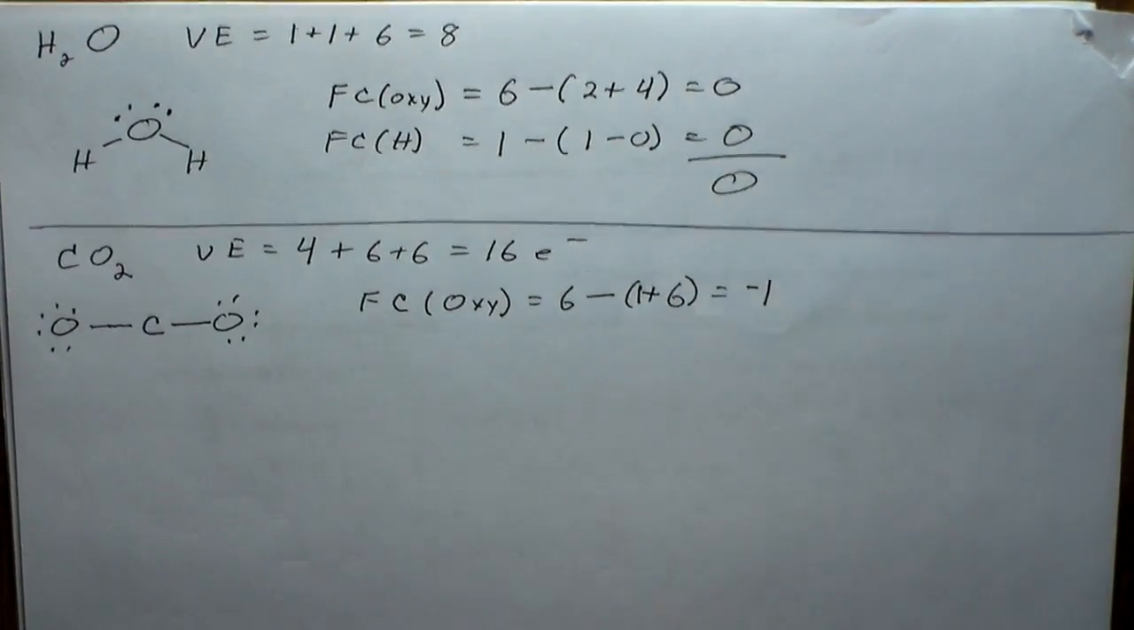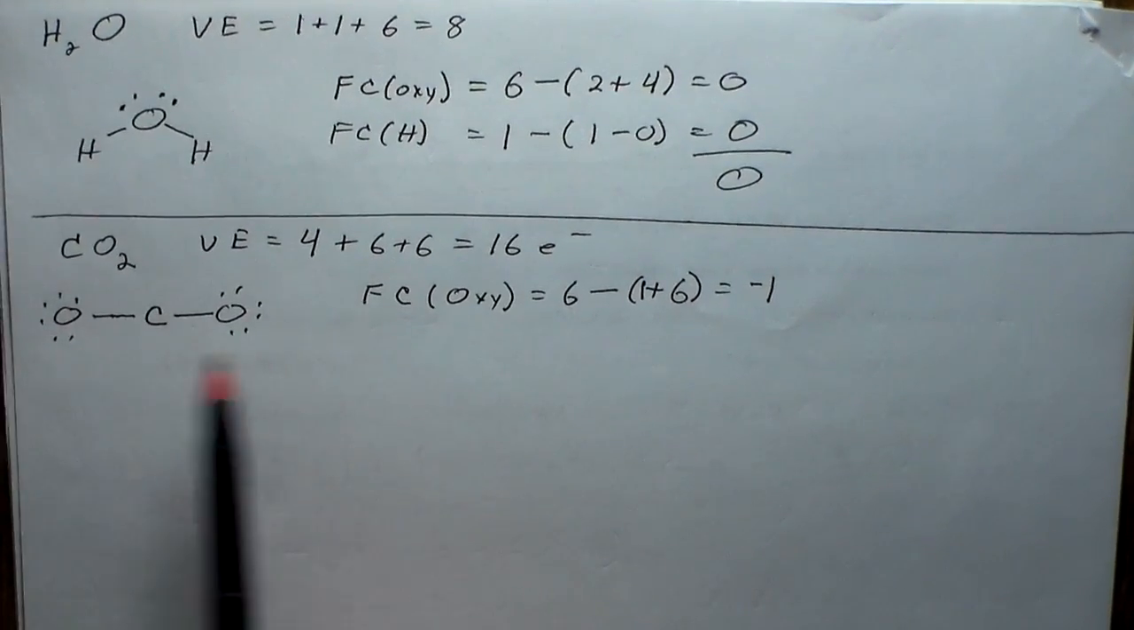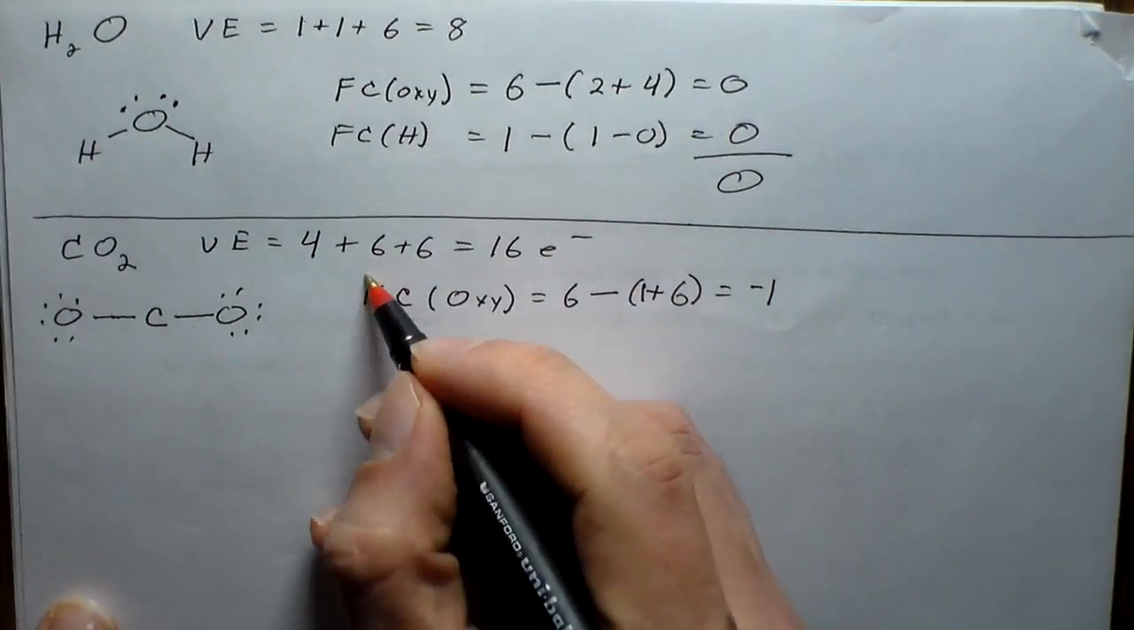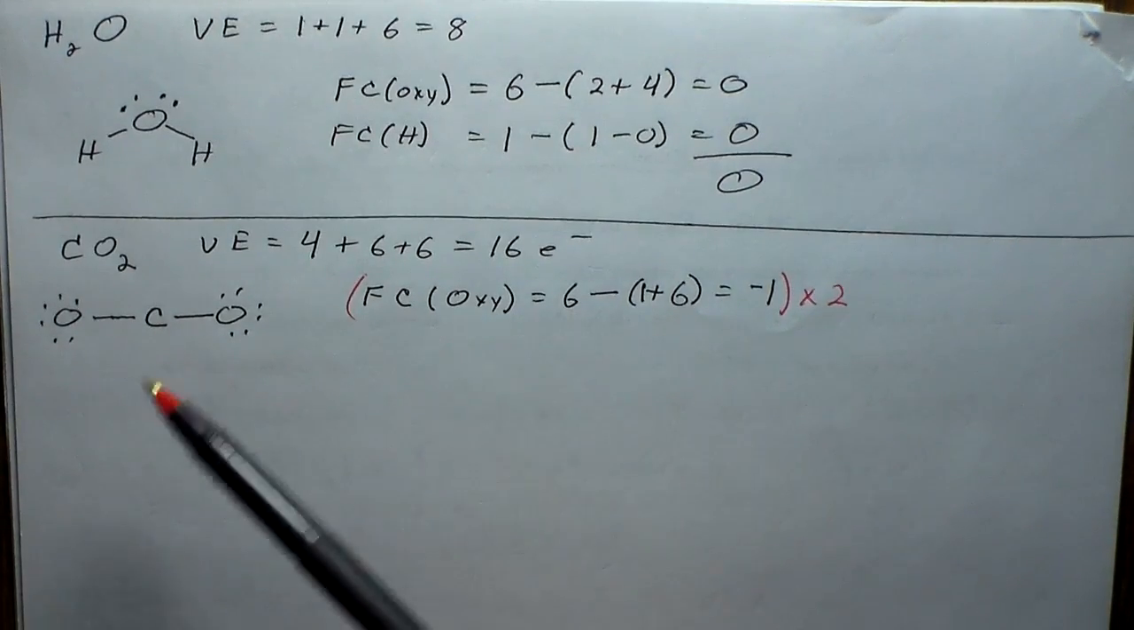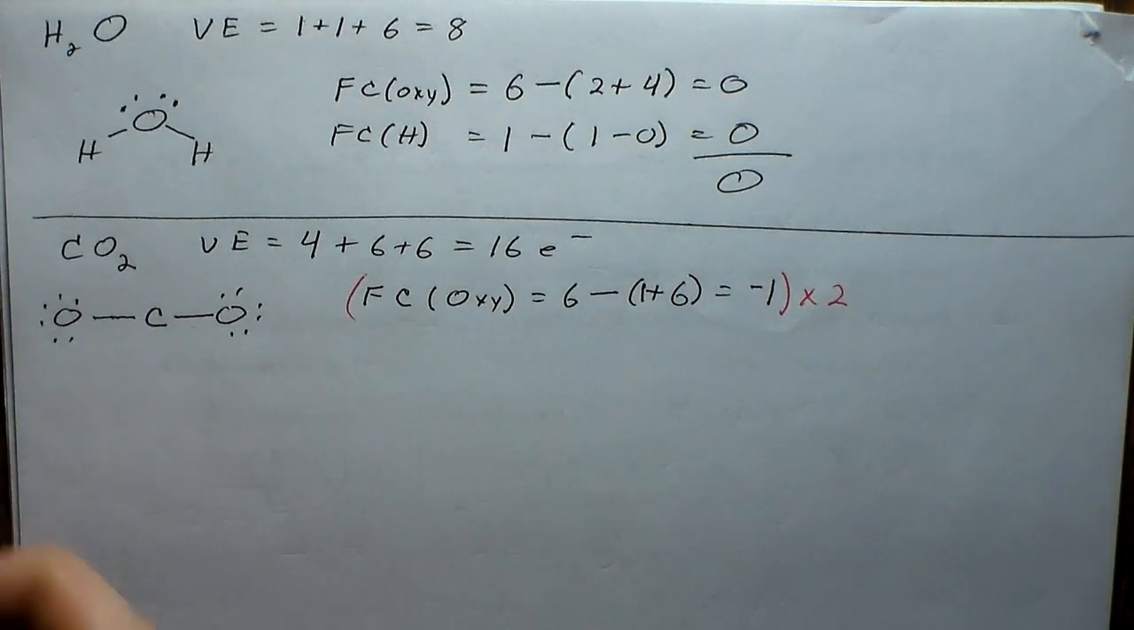So that's going to be a -1 formal charge. And also just note, I have 2 oxygens which are exactly the same in here, so really this entire thing I'm just going to multiply by 2, because I don't need to do this again, because it's going to be exactly the same here.